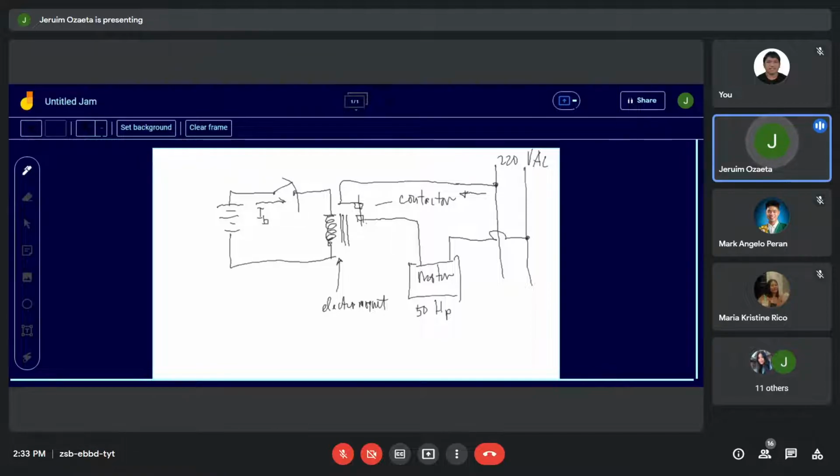That goes to about the current that will be here. IAC to the motor is about 169 amperes.